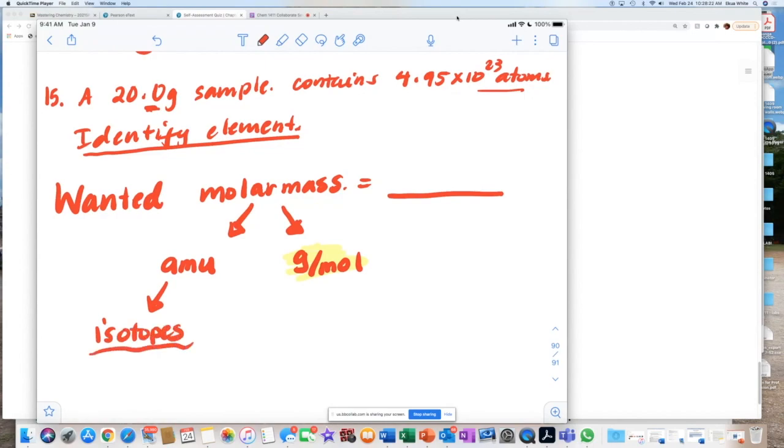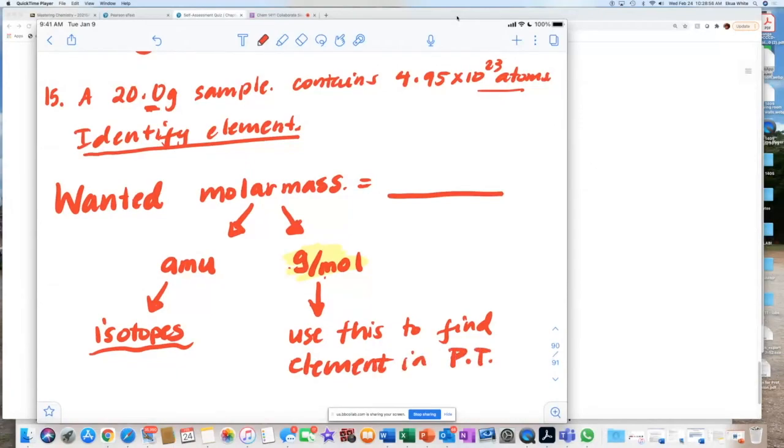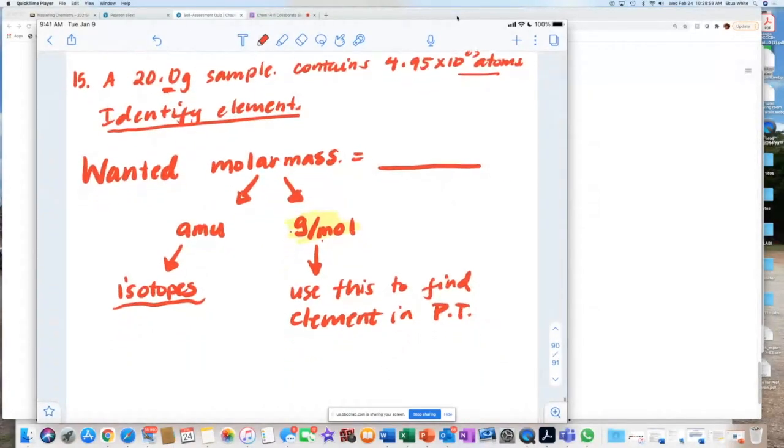Okay? Yeah, this is chemistry, y'all. So knowing the units of the numbers you're looking for makes a difference. If I know my target number is grams per mole, now I know what I'm looking for. I just need to take my grams, divide by moles, and that gives me the answer. I will use my molar mass then to find the element in the periodic table. So once I get grams divided by moles, I will use this to find the element in the periodic table. Okay, now I have a goal.